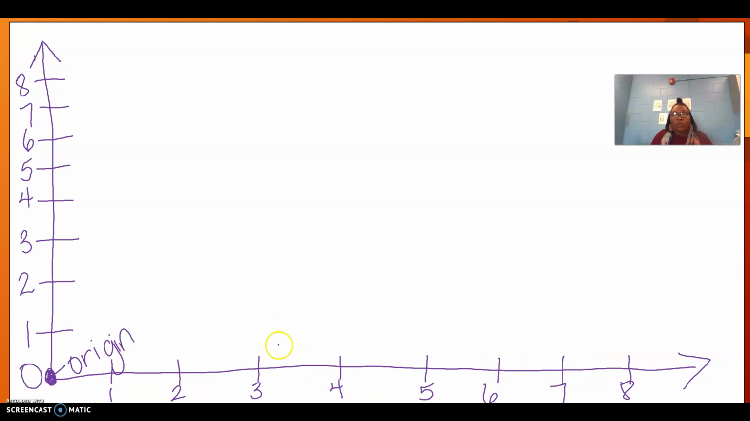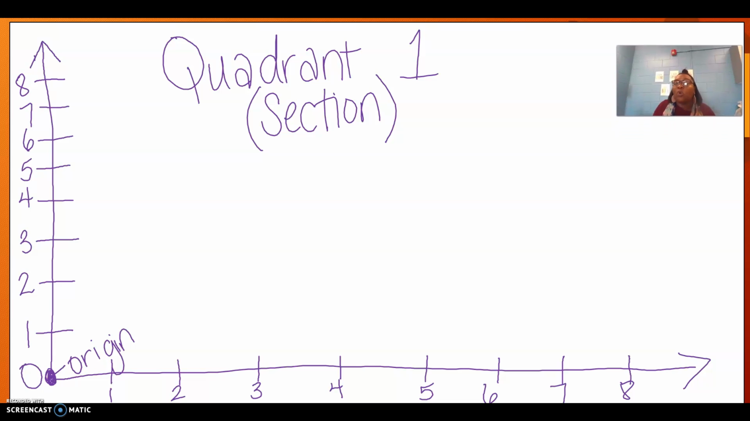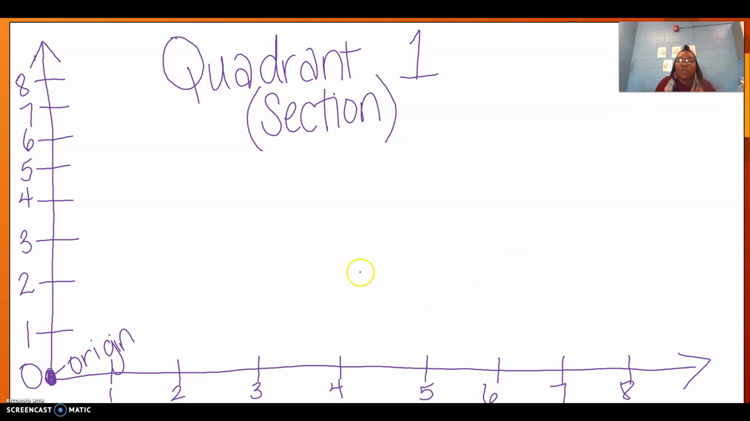So right now, this is one section of a coordinate plane. And this is known as a quadrant. And quadrant is just a mathematical term for section. This is quadrant 1. And today in our notes, in our class, we're going to be doing some math where we're looking for some locations of certain points using ordered pairs.